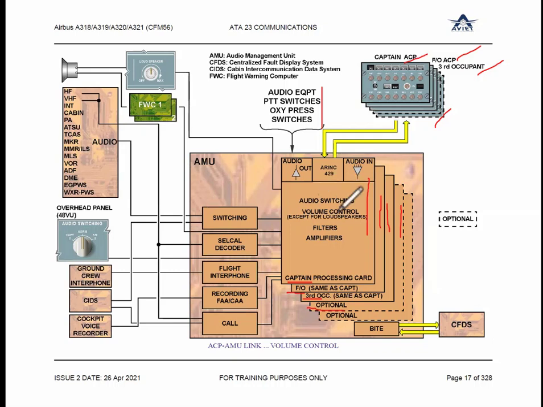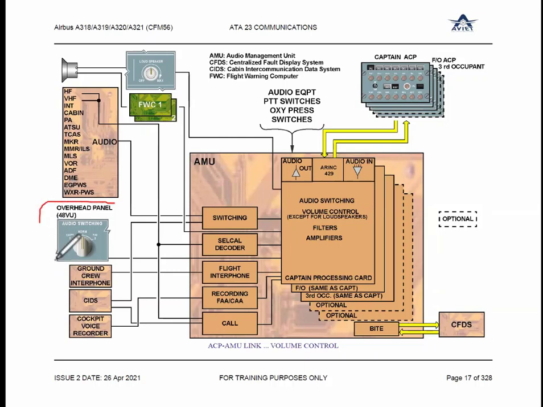The purpose of this card is audio switching, volume control, filtering the signal, and amplifying the signal. It means it is a complete electronic processing card which performs all these functions: audio switching, volume control, amplifier, etc. So this is one source of information it gets. Over and above, it also gets information from other channels. What are the other channels? Your overhead panel is connected here.